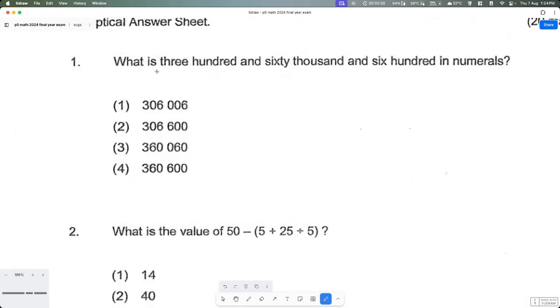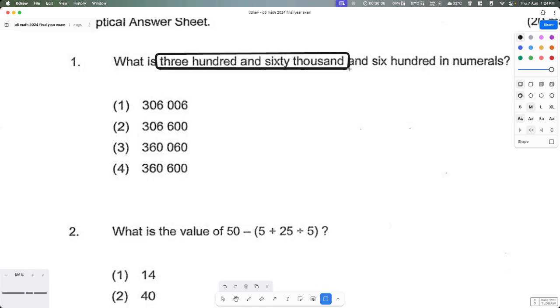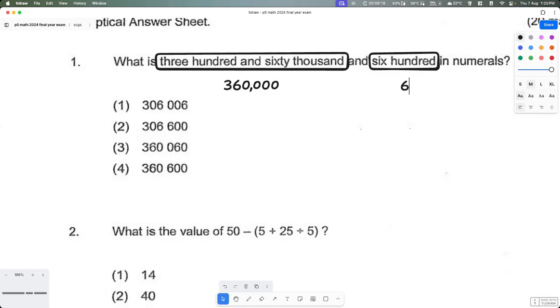Okay, so what is 360,600 in numerals? So this whole thing over here, 360,000. So this is 360,000, 60,000, and then we have 600 in this case over here as well, right? So now we can just add them up together. Okay, I'll show you the workings.